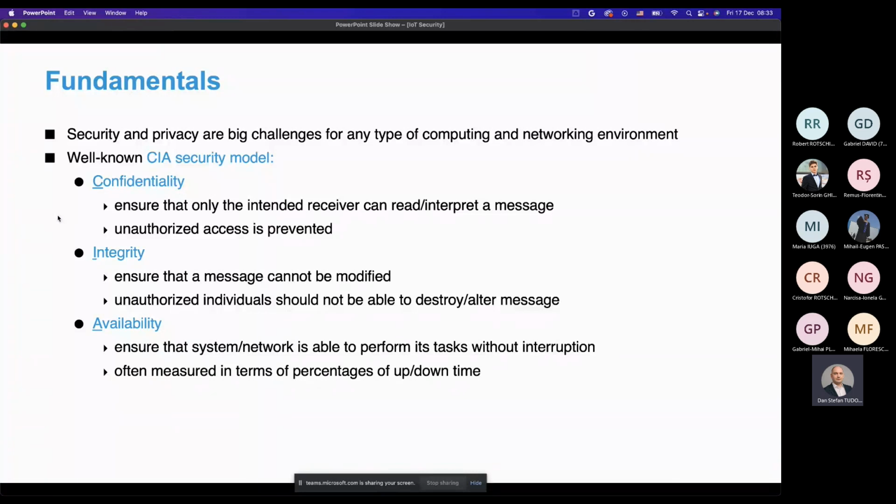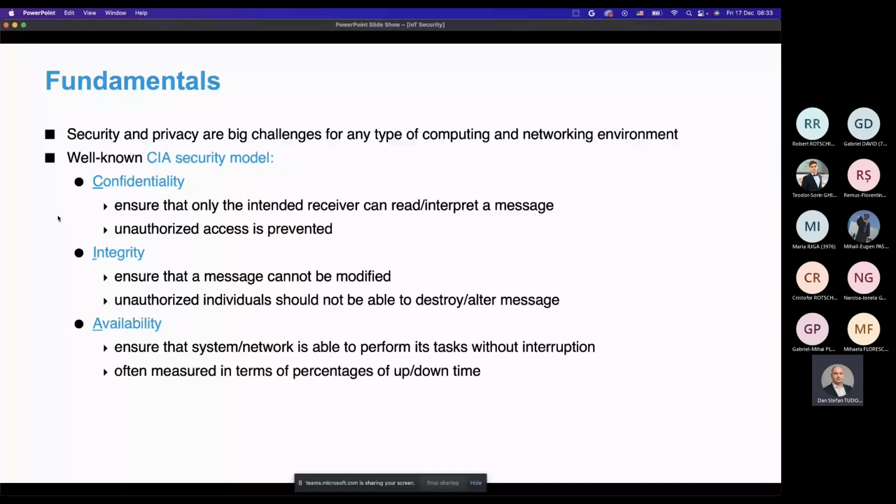Now, confidentiality usually means that there is a security mechanism in place which ensures that only the intended receiver can correctly interpret the message, and that unauthorized access and usage is usually detected and prevented. So, for example, you ensure through confidentiality that sensitive information such as a person's information, maybe their biometrics, or credit card information, is not obtained by any unauthorized party.